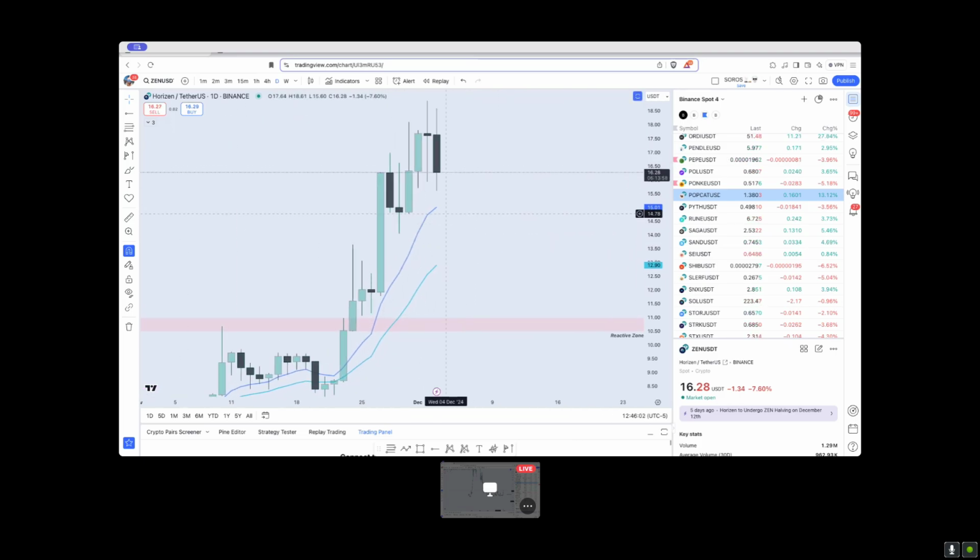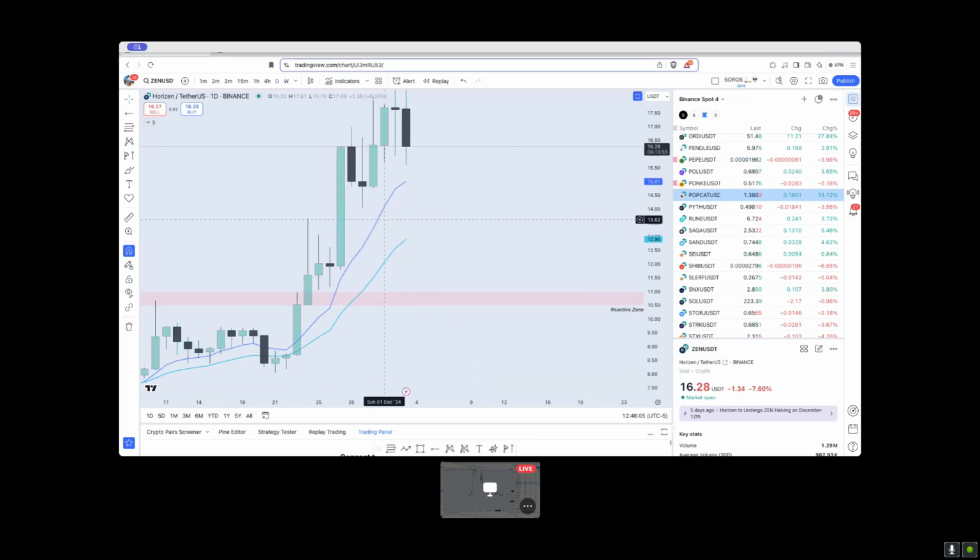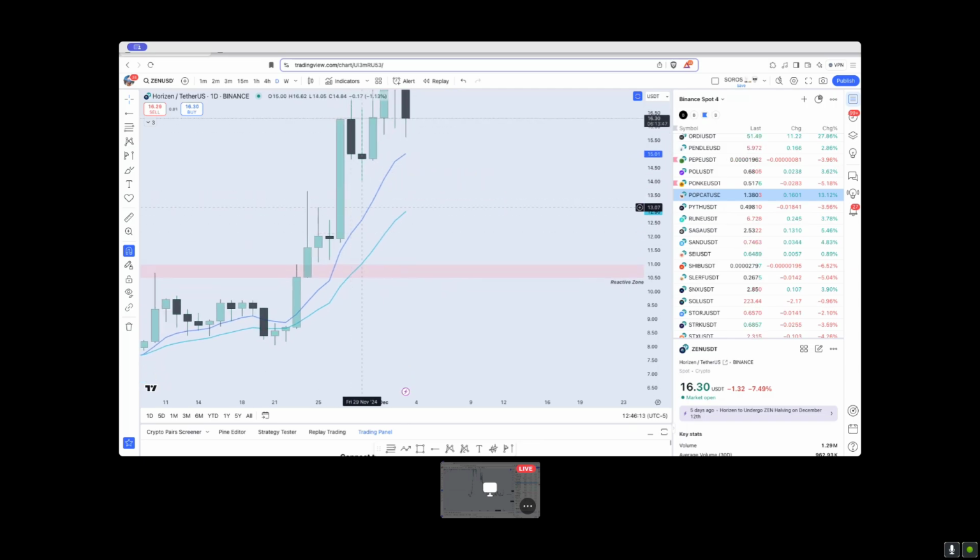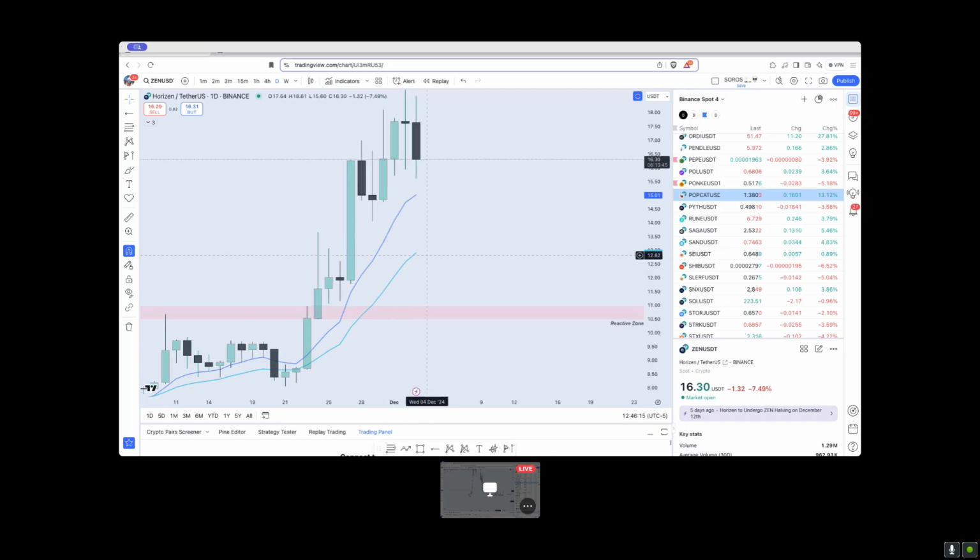What you want to see now is a pullback into maybe this imbalance. This is the liquidity void. They already rebalanced part of it here, like 2/5, but they still have 3/5 left inside the 10 and 21. So this area right here should be an area to target.